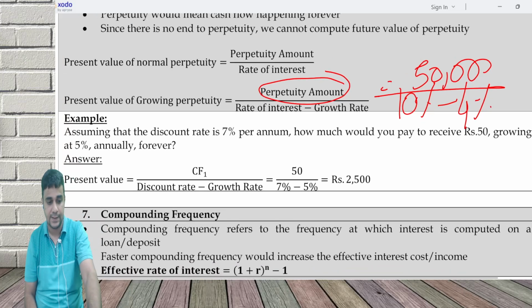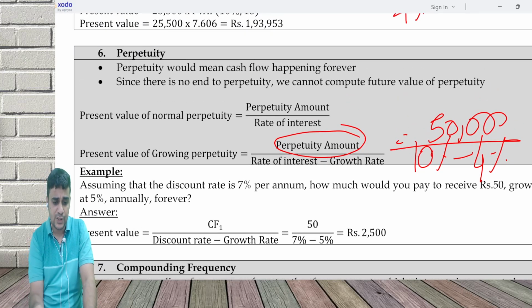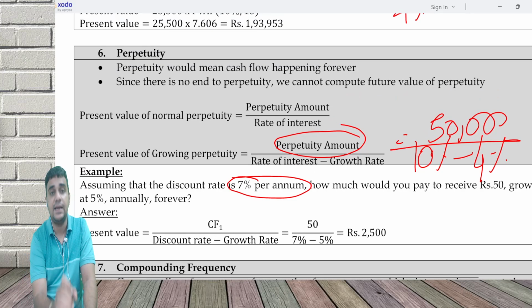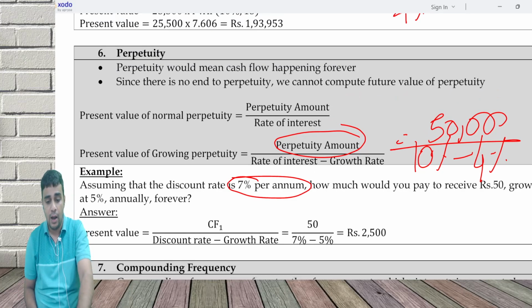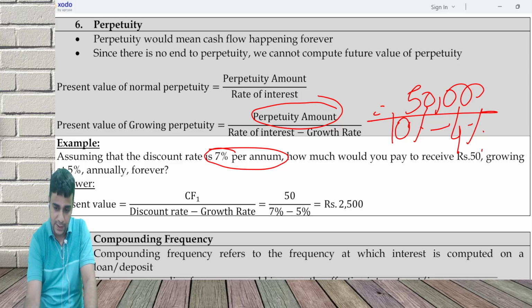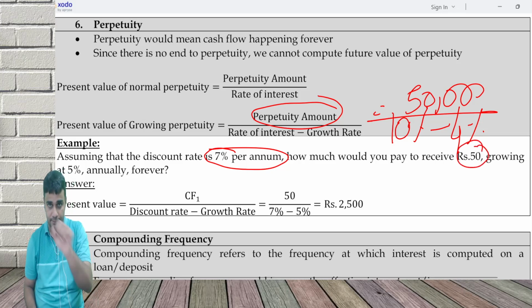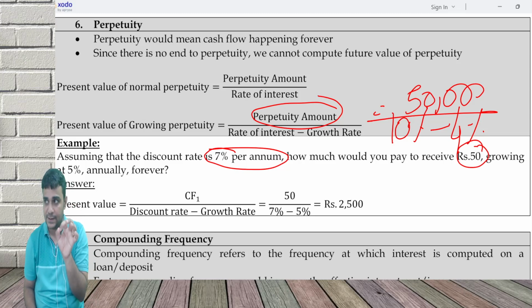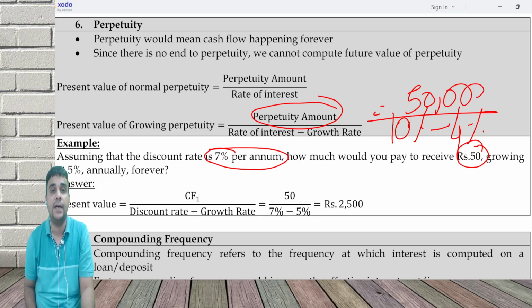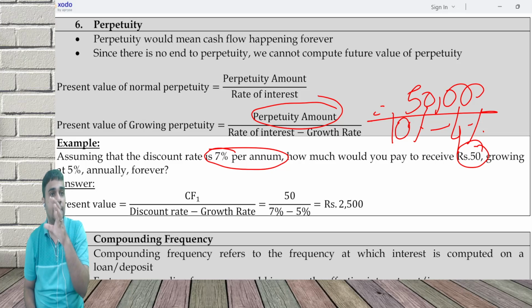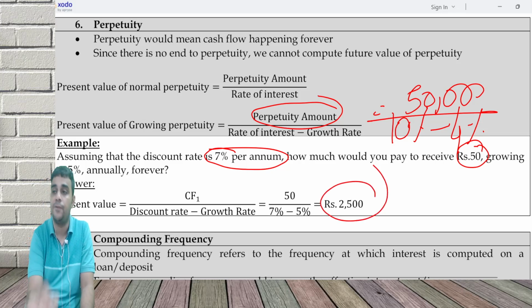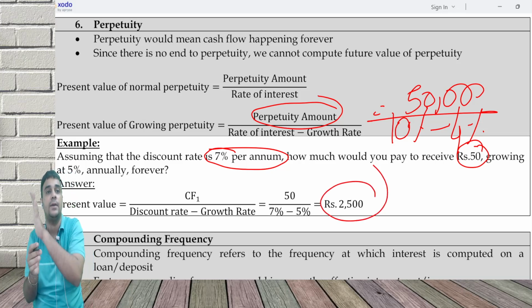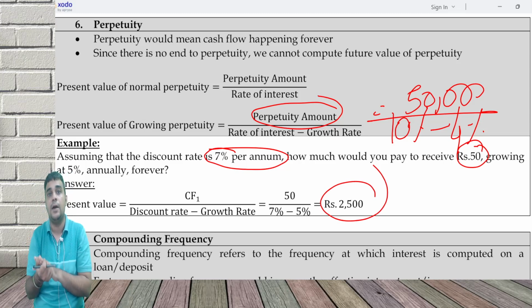So let's see this example. Assuming that the discount rate is 7% per annum. How much would you pay to receive 50 growing at 5% annually? Perpetuity amount is 50 divided by 7 minus 5. What is discount rate? It is the rate of interest. 7 minus 5, 2%, so 2,500 will give me 50, and keep growing at the rate of 5%.